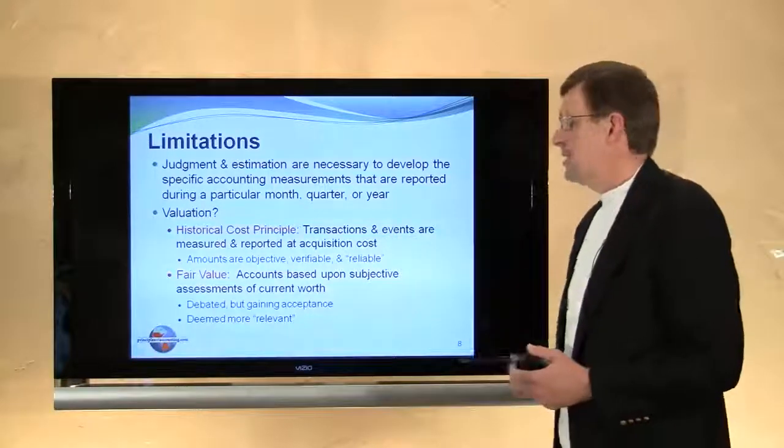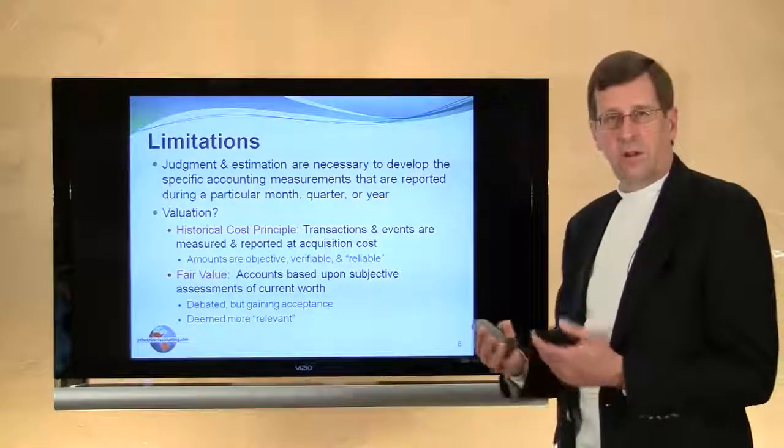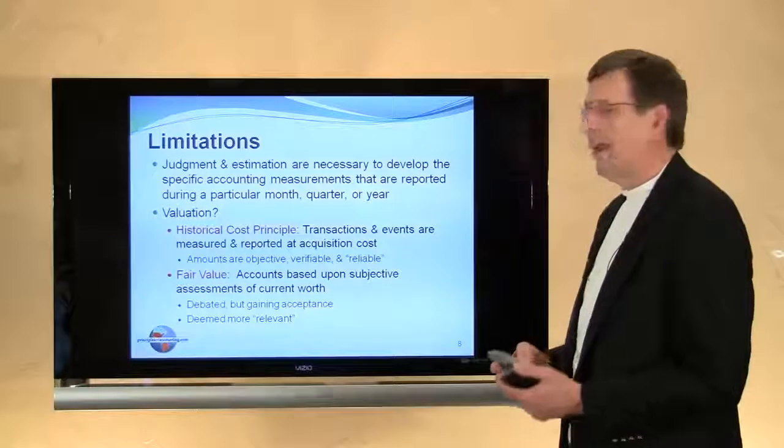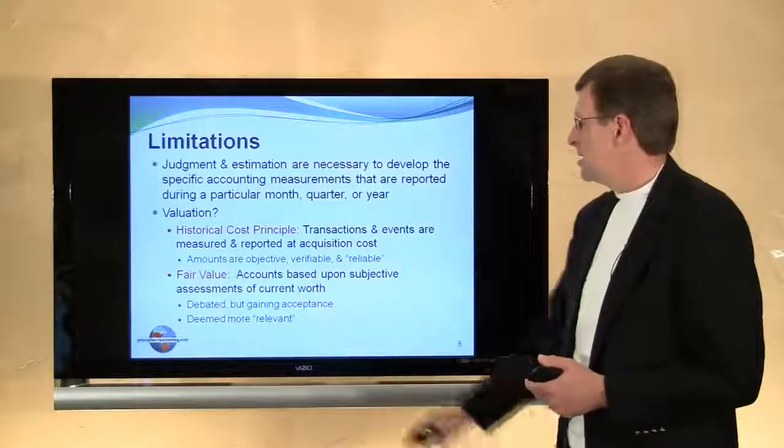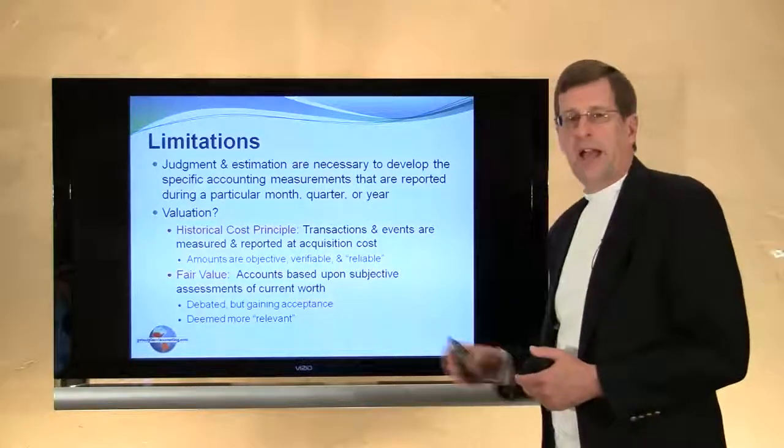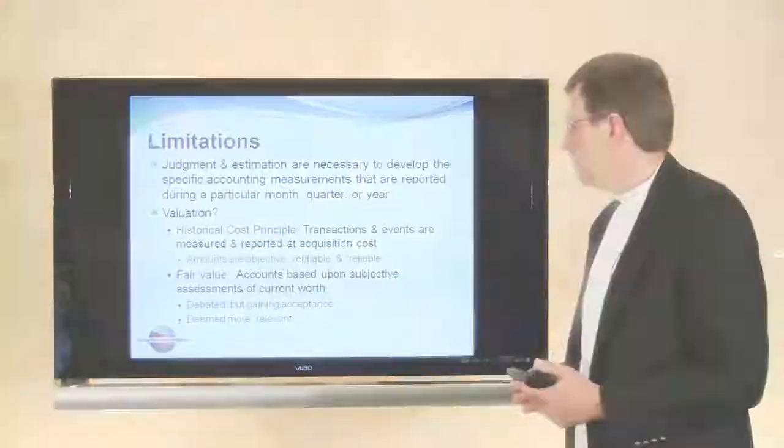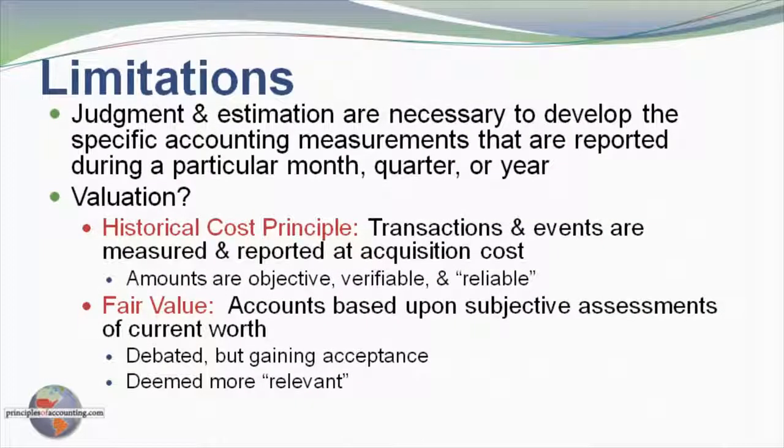Historical cost is basically saying that as transactions and events occur, we capture the cost at that time, and we maintain that in the accounting records as a basis of an objective, verifiable, and reliable measure for reporting purposes. The counter argument to that is, though, that fair value accounting, although it's subjective, forms a more relevant basis for measurement. And this is another area where we're going to see significant changes in accounting over the next decade or so in terms of an evolution toward fair value accounting.